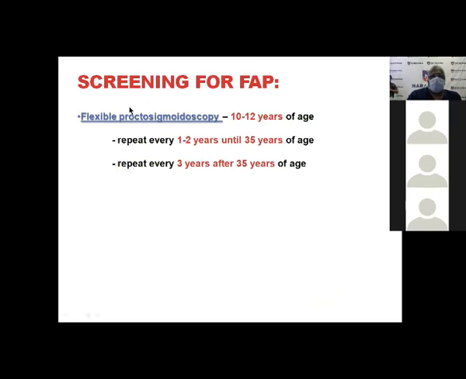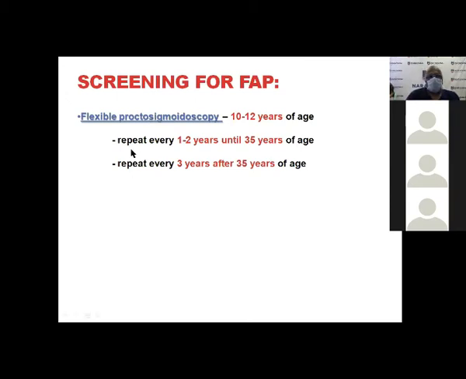Screening: you must do a flexible proctosigmoidoscopy from 10 to 12 years of age. Repeat it every 1 to 2 years until 35 years of age. After that, repeat it every 3 years. You must look for any fresh polyp. If a polyp is arising, take it and send it for biopsy. If there are multiple sessile polyps that are hard to touch with your scope to take a biopsy, send it to rule out malignancy.